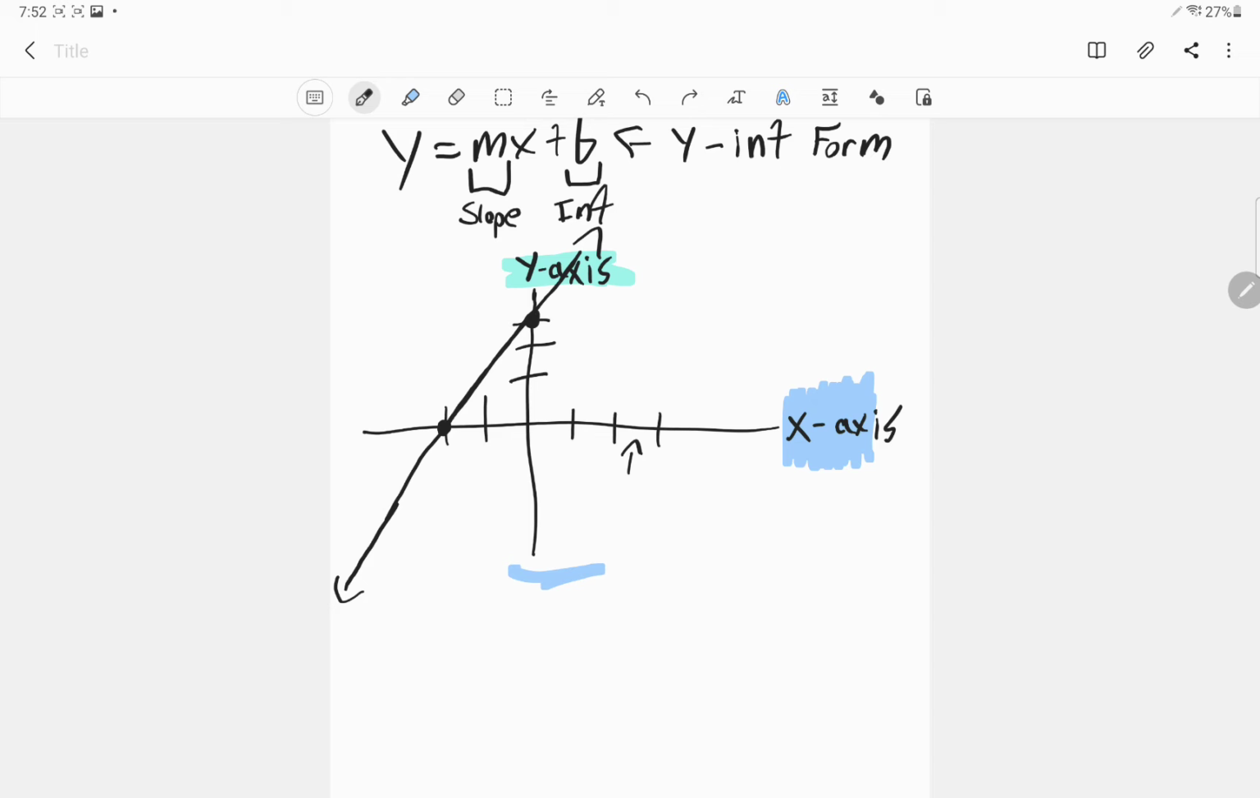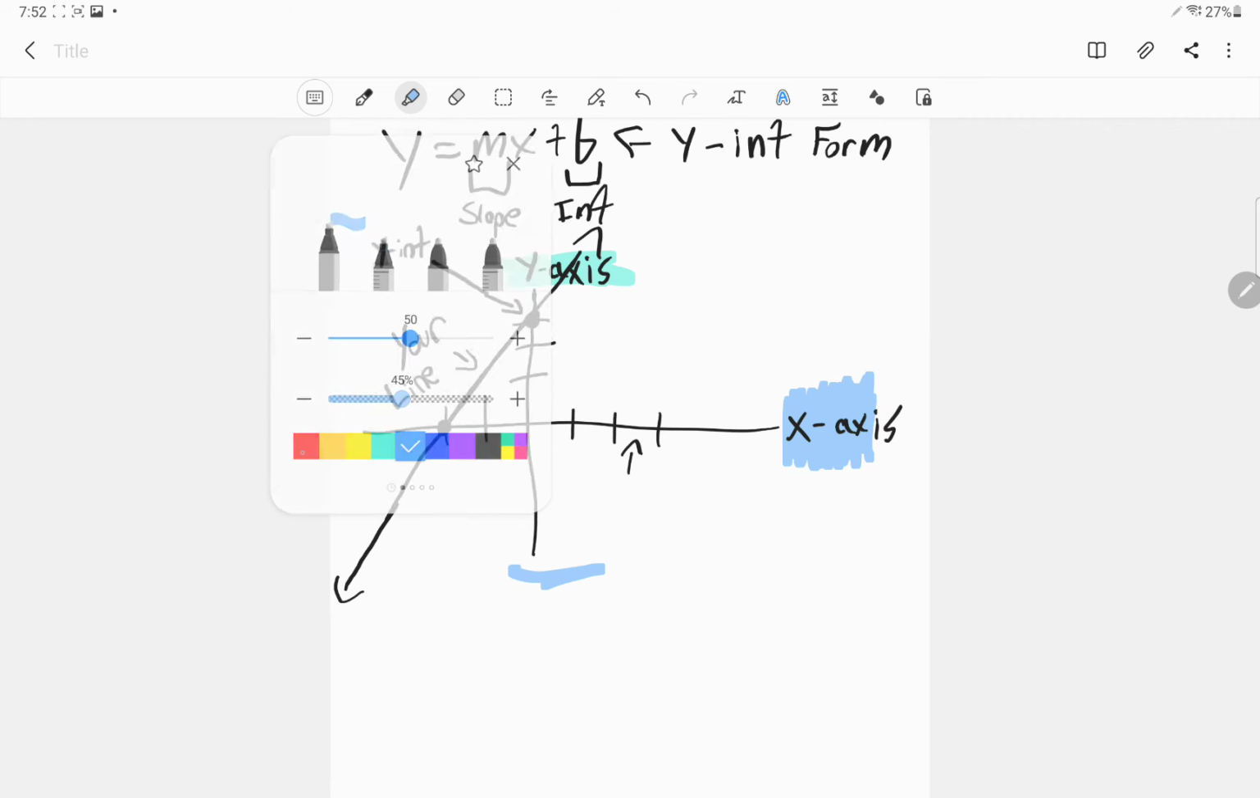Now, whenever I ask you for your y-intercept, I'm basically asking you to find the point in which your line, this is your line, is touching the y-axis, which is going to be right there. That's where your line is touching the y-axis. That is called your y-intercept. Okay, I'm going to color it a different color. Let's do red.